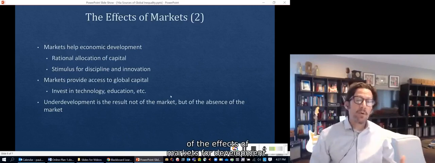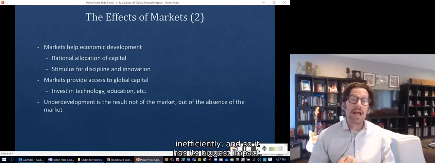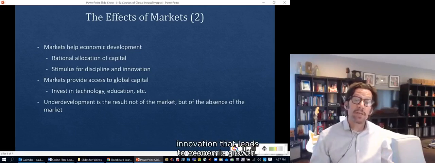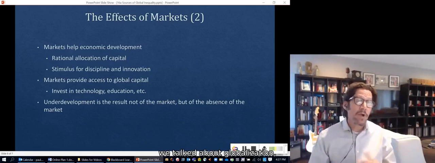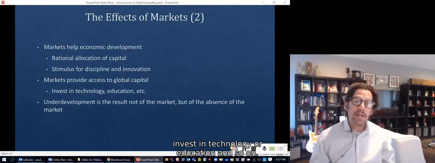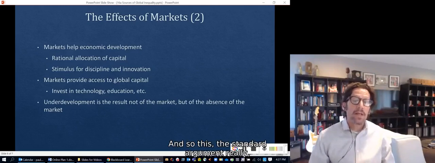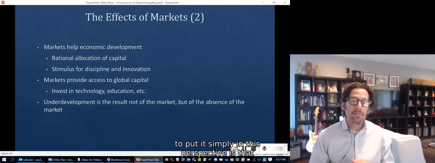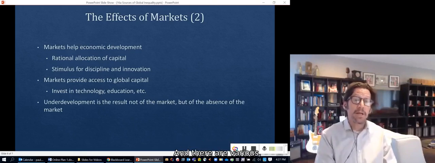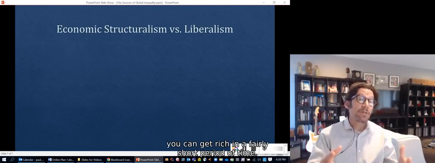There's a much more favorable view of the effects of markets for development. This is the argument that markets help economic development. In markets, capital gets allocated rationally and efficiently, and so it has its biggest impact. Competition creates a stimulus for financial discipline and for innovation that leads to economic growth. And as we talked about when we discussed globalization, markets provide access to global capital. So if you don't have money to invest in technology or education, global capital markets allow you access to that. The standard argument from this perspective is that underdevelopment or poverty is not the result of the market, it's the result of the absence of the market. The countries known as the Asian tigers are often pointed to as evidence that if you have the right policies, you can get rich in a fairly short period of time.